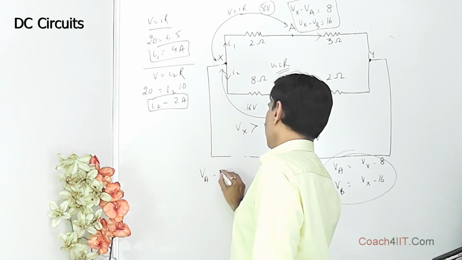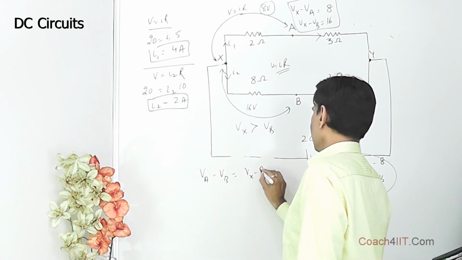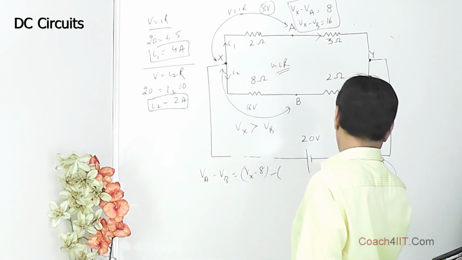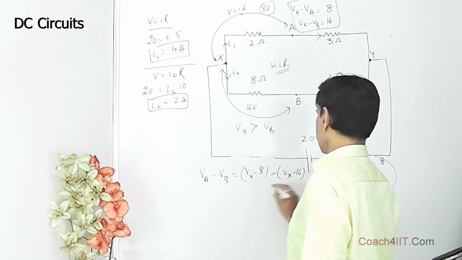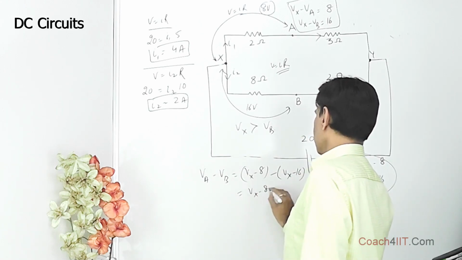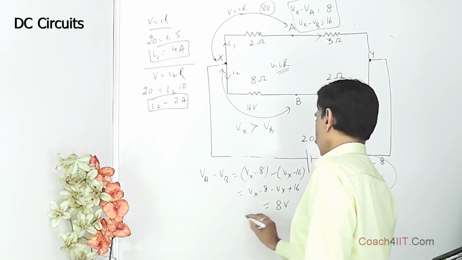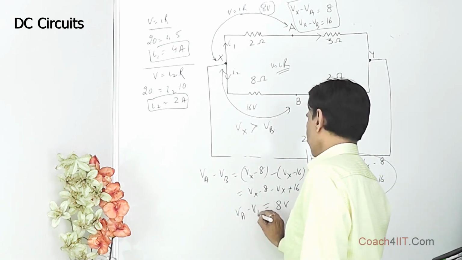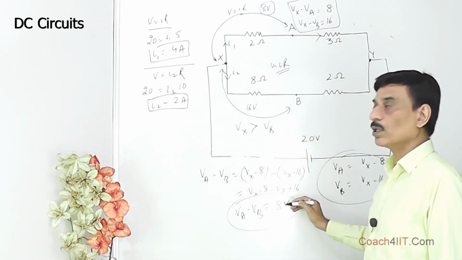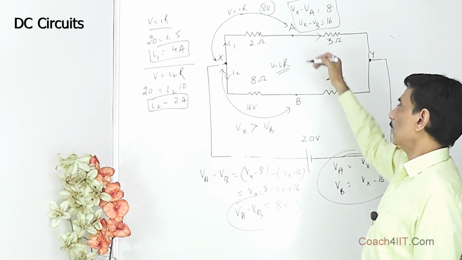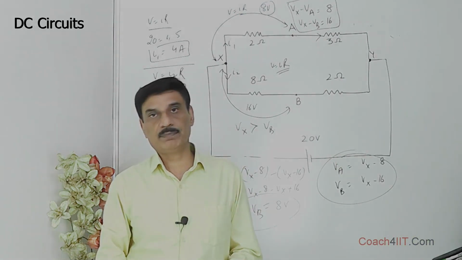So Va minus Vb is equal to, Va is what? Vx minus 8, minus, what is Vb? Vb is Vx minus 16. So it is Vx minus 8 minus Vx plus 16, that is 8 volts. That is Va minus Vb. The potential difference between this and this is 8 volt, A being at a higher potential as compared to B. So this way we can find the potential difference between the 2 points.